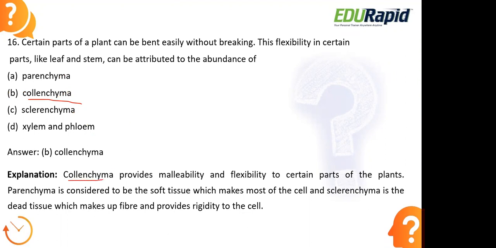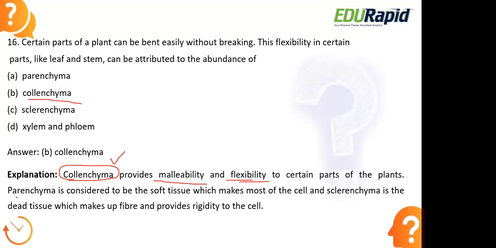This collenchyma which is present in the plants is the one which will provide malleability as well as flexibility. That is, it can bend easily. A plant can bend easily when there is a blow of the wind. When the wind blows with high speed, definitely it will bend. But again, it will come back to its original position, right? It will not break immediately. It's all because of the presence of collenchyma in plants. It provides the plant flexibility.